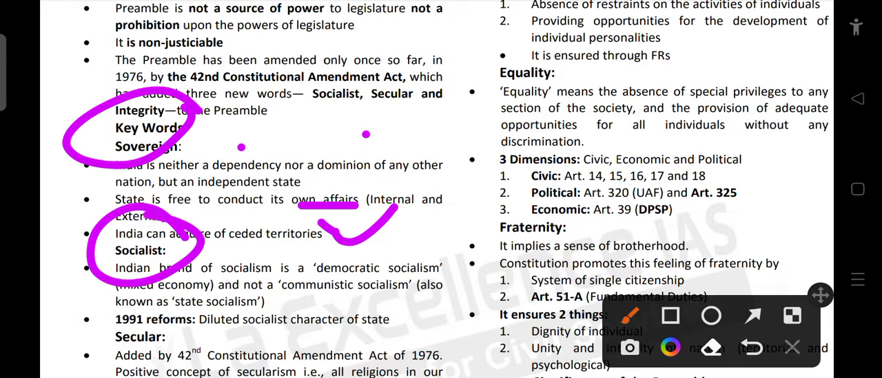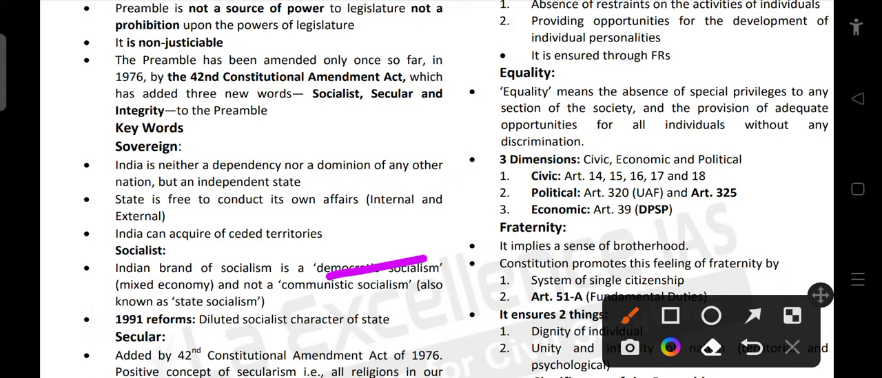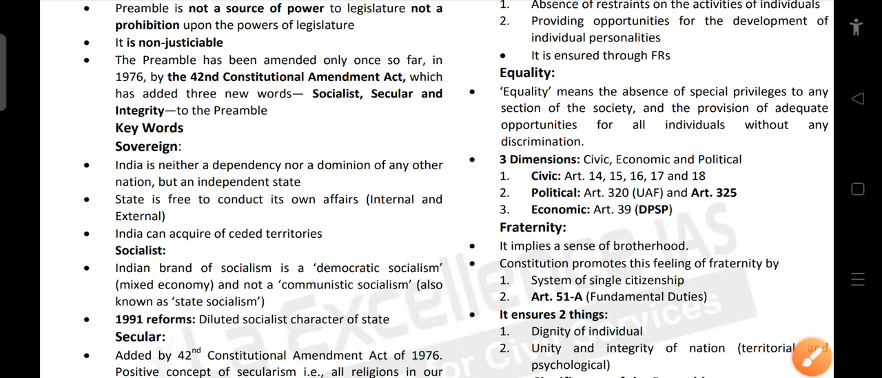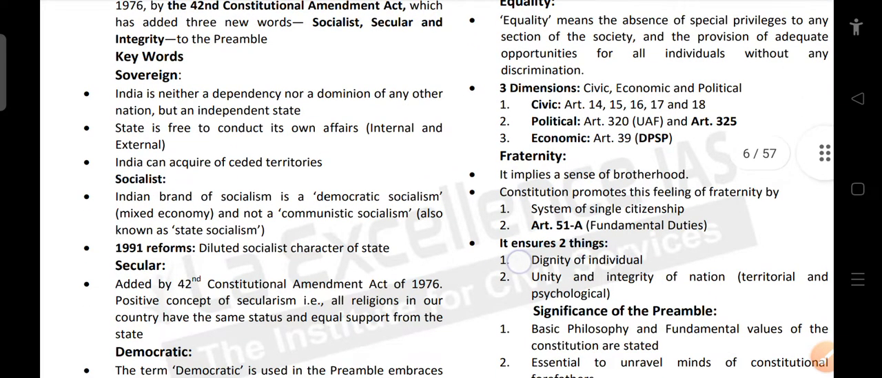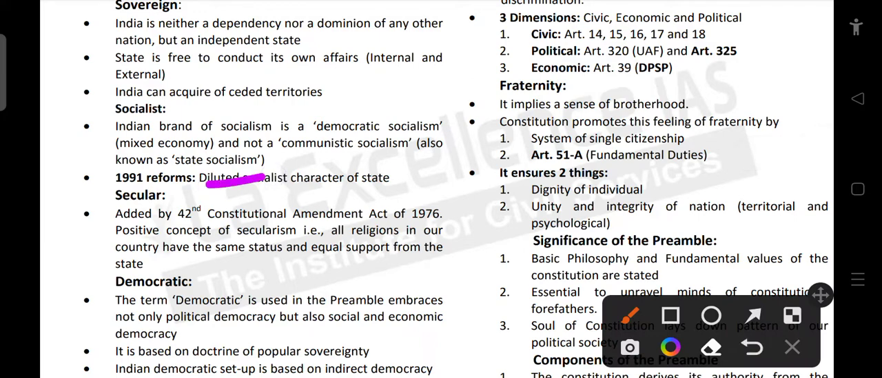Now the next keyword is socialist. The Indian brand of socialism is democratic socialism. That is, we have a mixed economy and not communistic socialism, also known as state socialism. In communistic socialism, we have only the state, no private participation is involved. But in the case of India, we have both. Public sectors are also there and private is also there, which is a mix of both, called democratic socialism. And the 1991 reform diluted the socialist character of our state, and we liberalized by opening our economy.